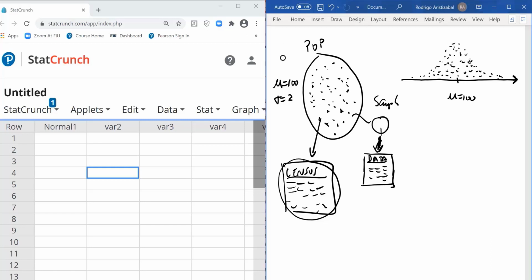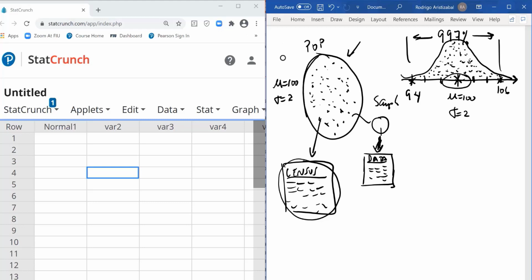The majority of these points will be located close to 100 because the mean is 100. This is a bell-shaped distribution, and according to the empirical rule, within 3 standard deviations to the right and 3 standard deviations to the left of the mean, exactly 106 and 94, between these 2 points, we have approximately 99.7% of all measurements of this population, all of these numbers.